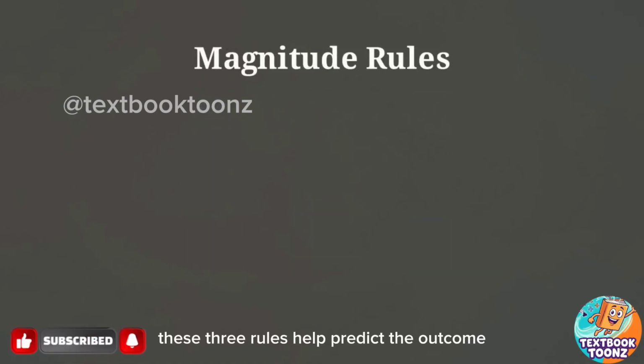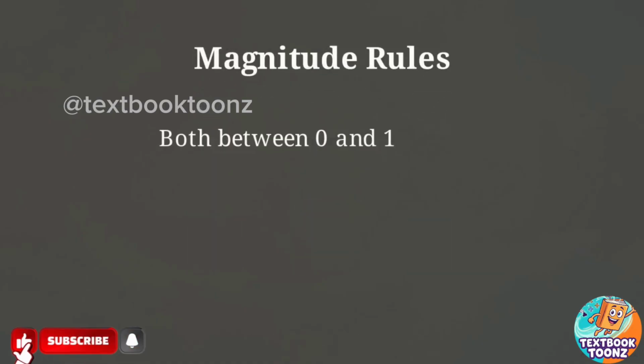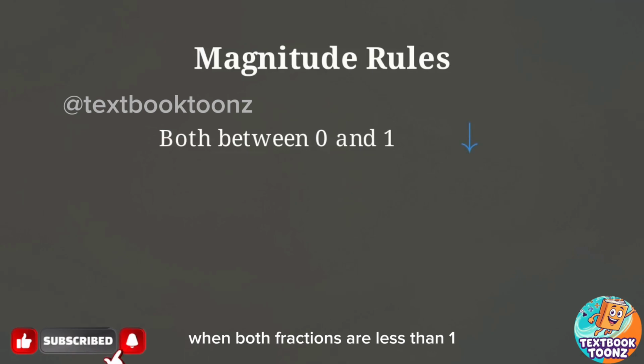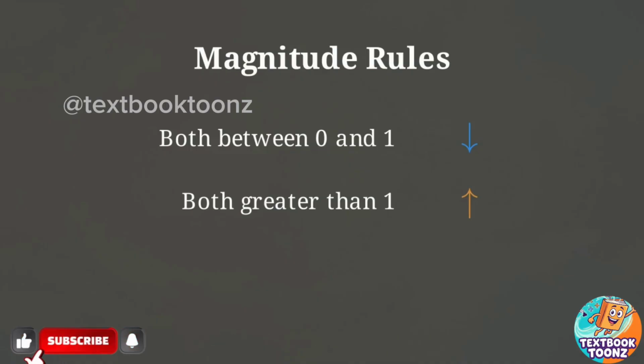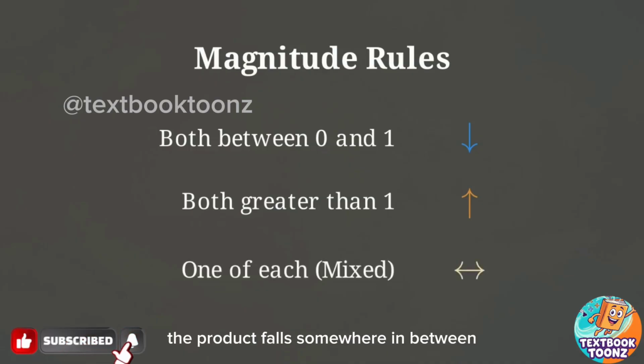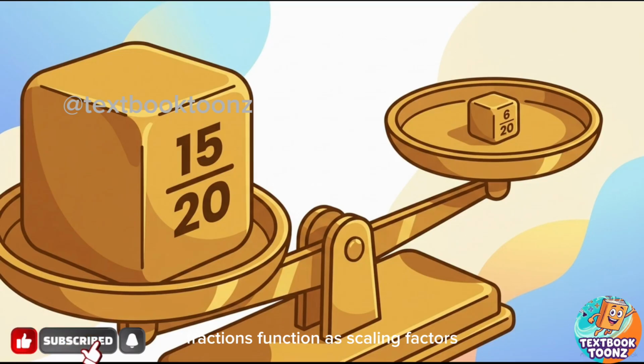These three rules help predict the outcome. When both fractions are less than 1, the product is smaller. If both are greater than 1, it gets larger. If you have one of each, the product falls somewhere in between. Fractions function as scaling factors. Multiplying a value by a proper fraction essentially shrinks it.